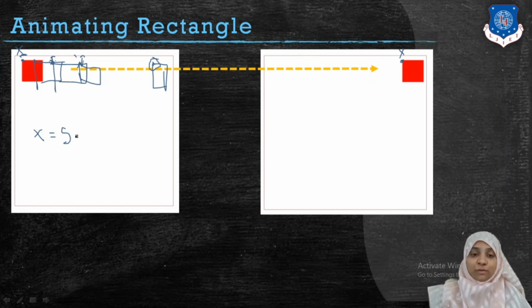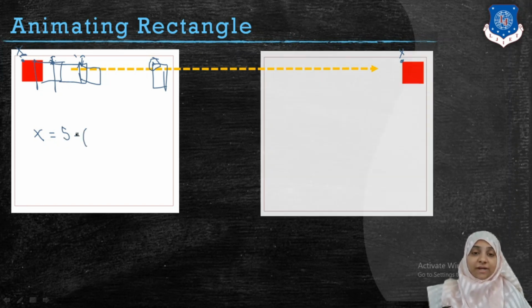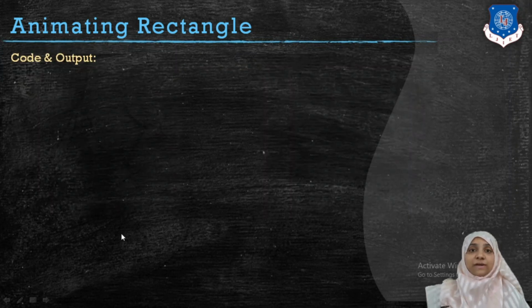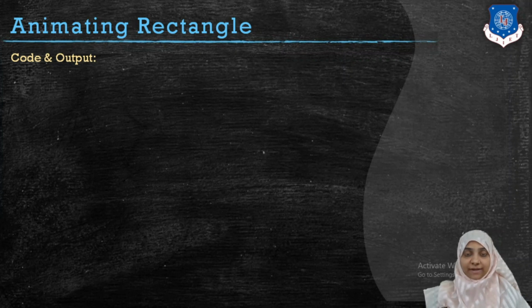So if start is known, I will use the interpolation formula, that is start plus (ending minus start) into some weight, or I would call it speed or size or step, whatever you would use. That is nothing but your weighting factor and it decides the speed of your animation. So to find out new x, I will use this formula. Let us understand the code and observe the output for animating a rectangle.